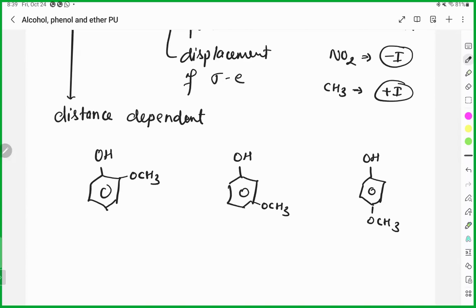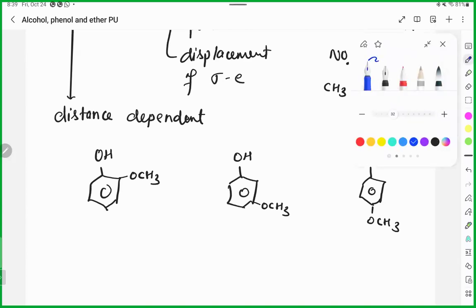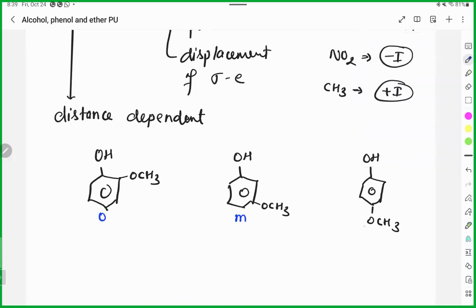Okay, sure. So if you are talking about only inductive effect, nothing else, I'm not talking about resonance and all. So Chinmay, which is the closest out of ortho, meta, and para? If you talk about inductive effect, this is ortho, this is meta, this is para. Chinmay, which is the closest molecule?